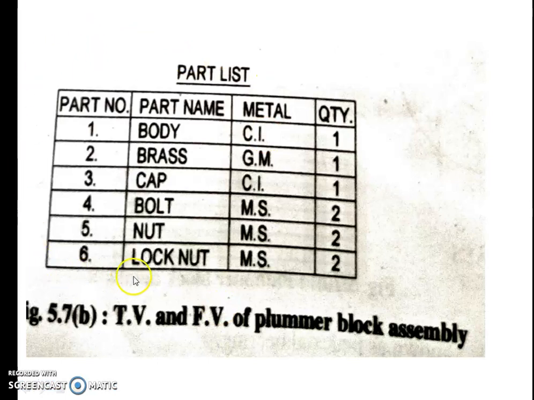This is a part list. Part number, part name, metal, quantity. This pedestal bearing has 6 parts, body made up of cast iron having 1 quantity.